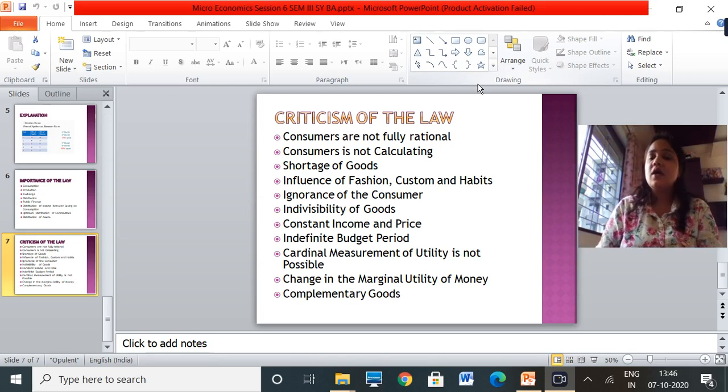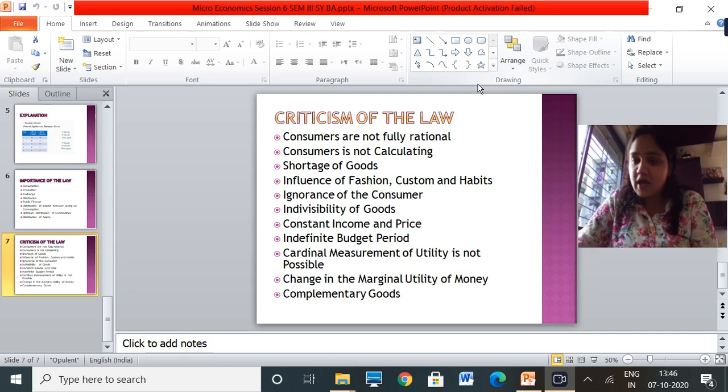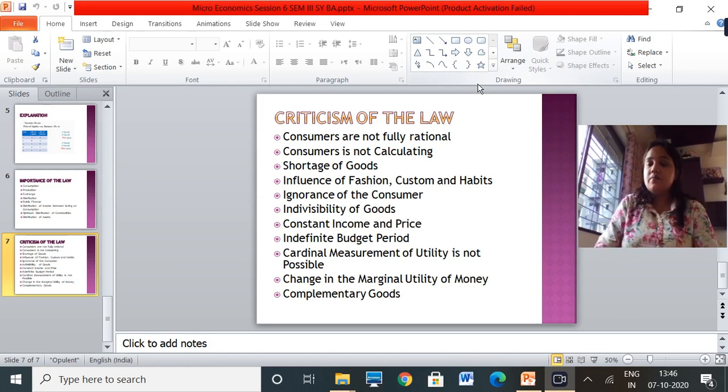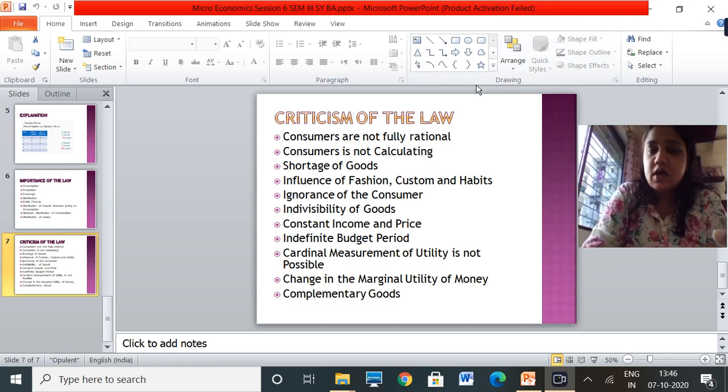Ignorance of the consumer: the consumer might be ignorant of the price. The price would be XYZ and he is paying some ABC price for that product. So because of the ignorance of the consumer, because the consumer does not have market knowledge, he might not abide by this law. He might not get the benefits, the proper conclusion of this law.